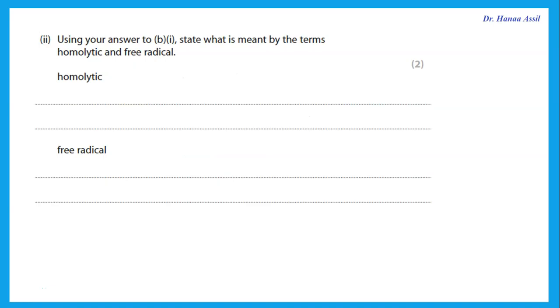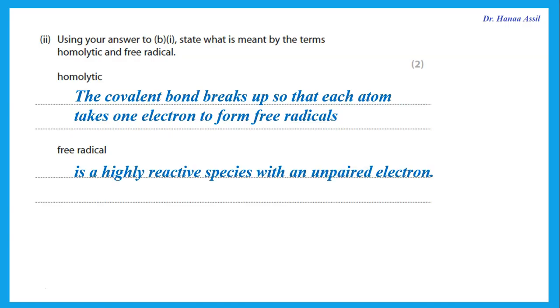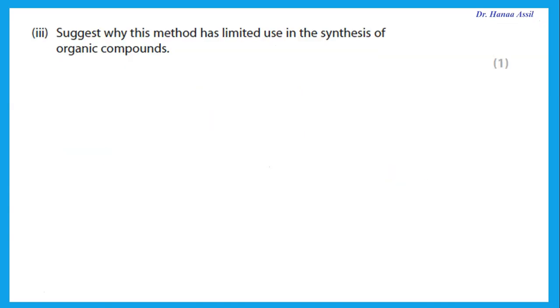Using your answer, state what is meant by the terms homolytic and free radical. We said homolytic means the covalent bond breaks so that each atom takes 1 electron to form free radicals. Now, what's a free radical? A free radical is a highly reactive species that has an unpaired electron. So it has 1 electron and it is very reactive. It will tend to continue reacting until it doesn't become a free radical anymore. So, explain why this method has limited use in the synthesis of organic compounds.